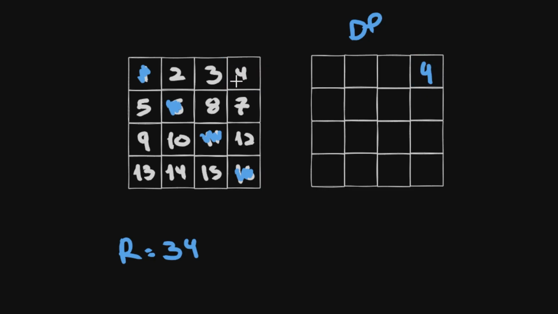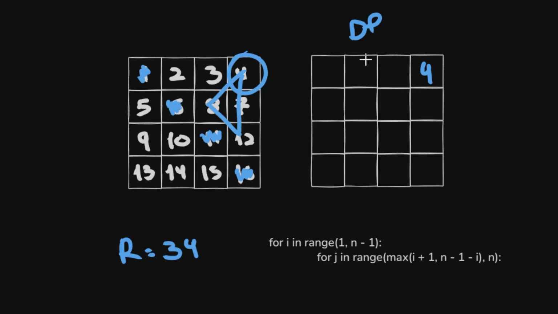And now remember what are our possible paths. This is one possible path and this is another possible path. So we see a pattern here. This is a triangle. So we are iterating every cell in this triangle. And we already have a 4 in our DP. So actually we are just iterating every element except for this 4. And this is how we can iterate these elements in code.